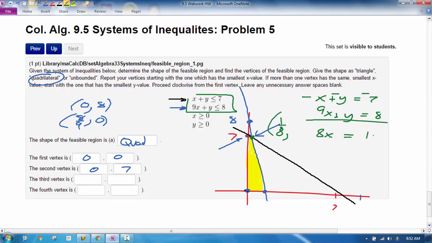And then plug it back in to find the y value. So I'll plug it back into this original equation to find the y value. I have 1/8 plus y equals 7. So subtract 1/8 from both sides. And that gives you 6 7/8. So that point, you can list that. It would probably take it as a mixed fraction, actually, 1/8 and 6 7/8. But you might need to do that as a decimal. And the fourth vertex is down here, which was 8/9, 0. So there's the vertices of that feasible region.